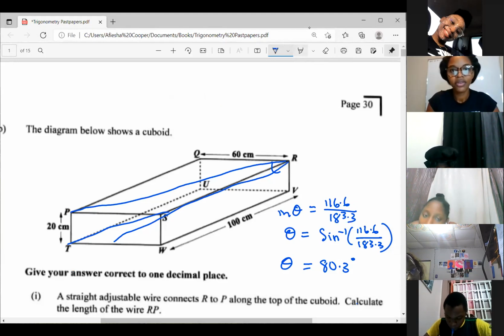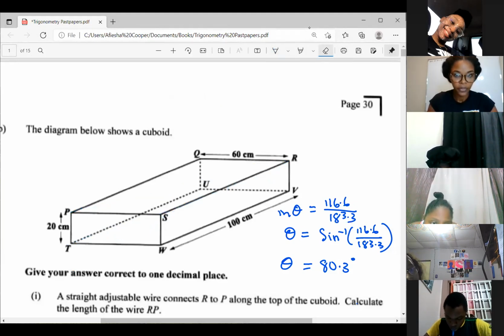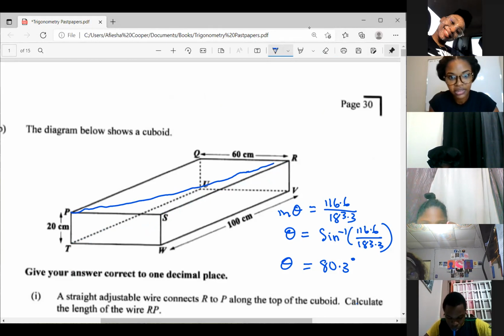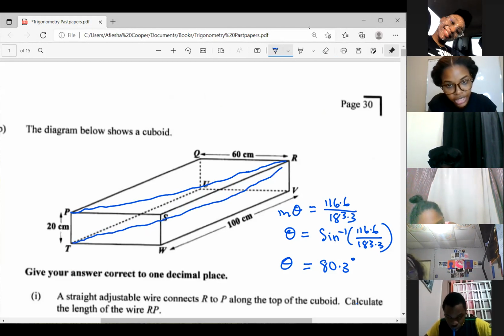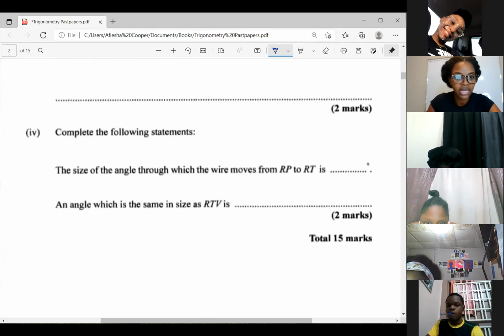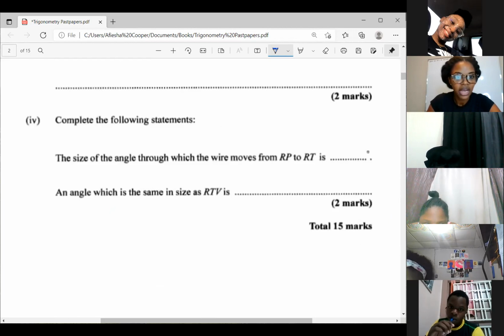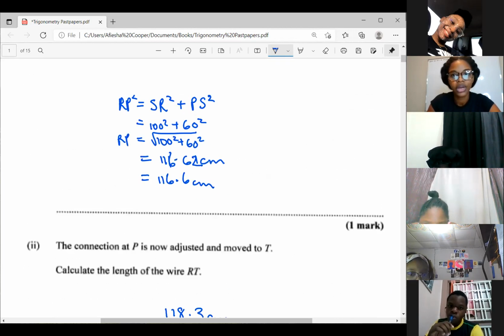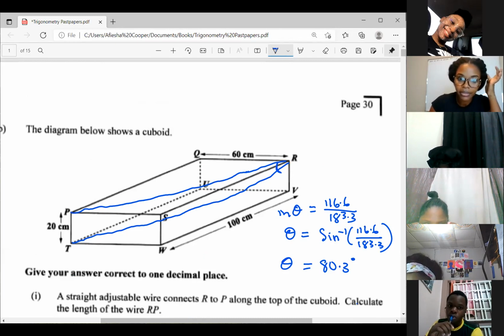All right. So look at it. We are going from RP, which is on top of the box, and we're going down to RT. Straight lines, of course. So the angle will be from here to here. Actually, they're just asking you which angle is similar. To work out that angle, how do we work it out?